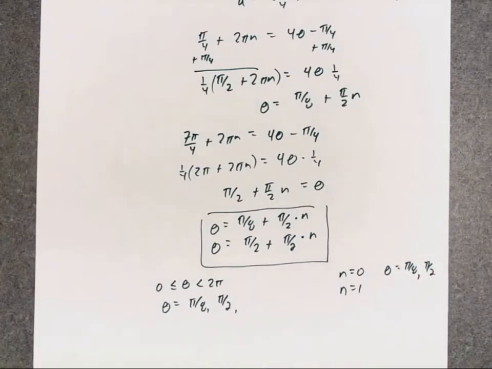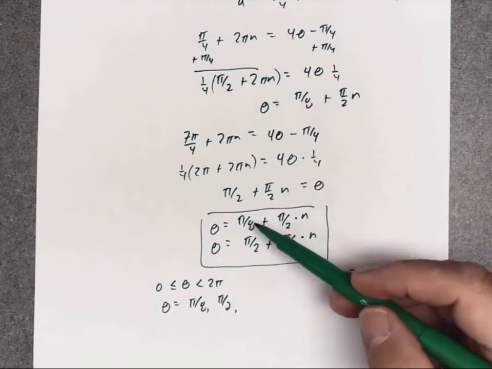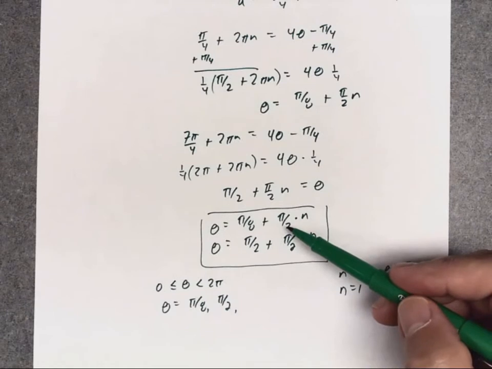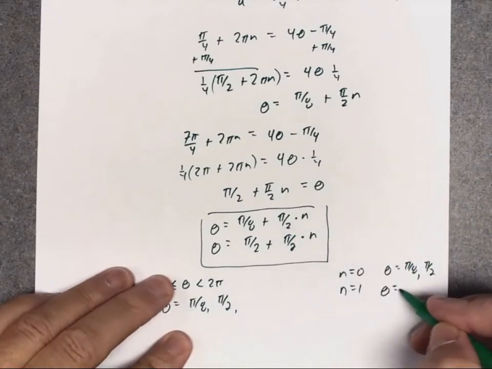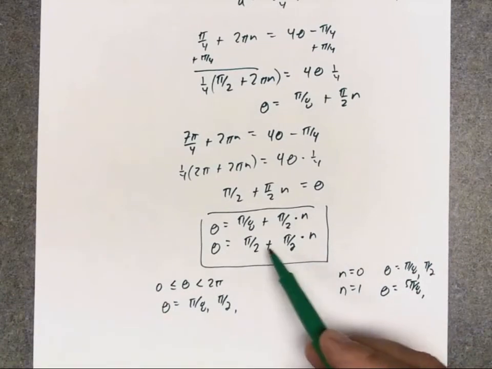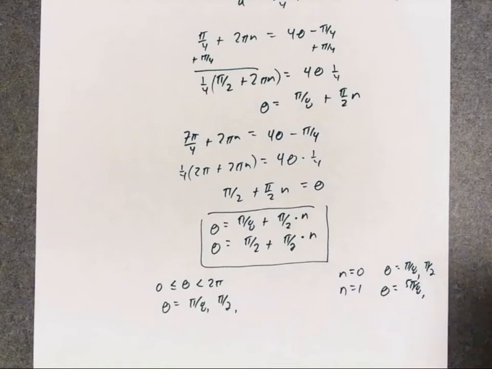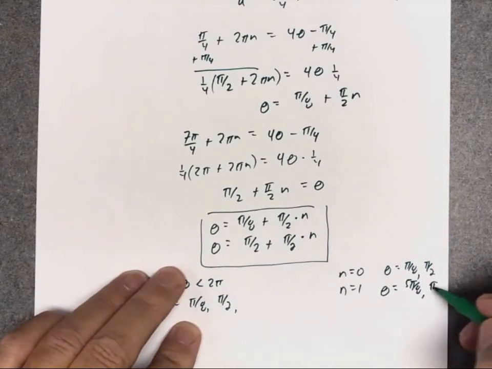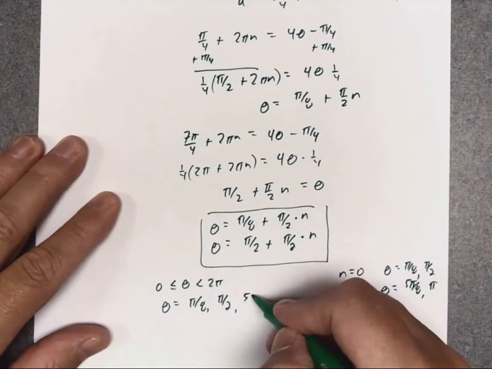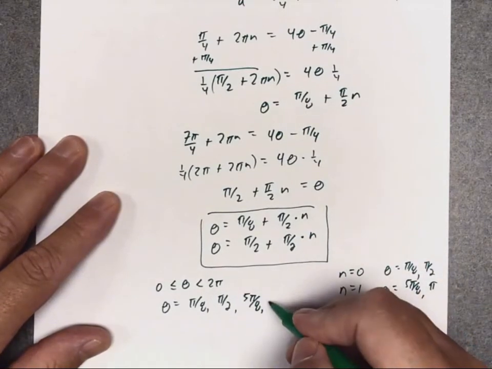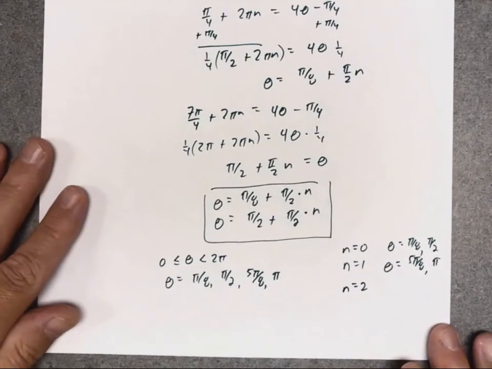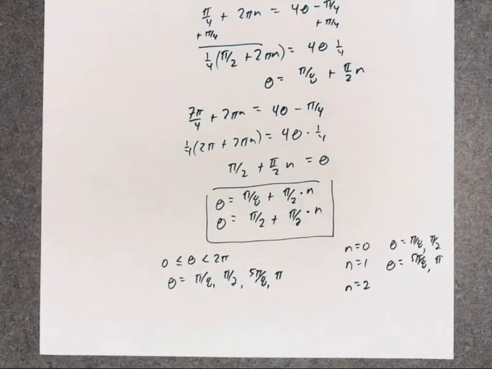What happens when n is 1? Well, this first one, pi over 8 plus pi over 2, pi over 2 is really 4 pi over 8. I think it's 5 pi over 8. And the second one, pi over 2 plus pi over 2, it's pi. Both those are still less than 2 pi. So those are both solutions. So we just keep increasing the n's until our angles are bigger than 2 pi.